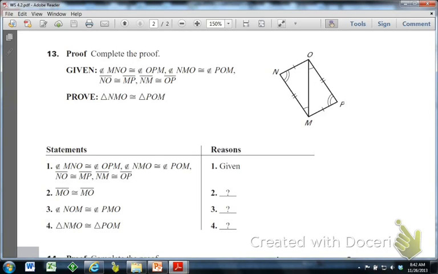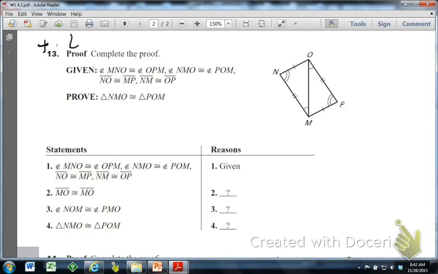Okay, again, we're in section 4.2. So this is 4.2, number 13, and we're asked to complete this proof. Again, I would tell you that before you ever try to start answering the questions, you need to see the answer in the proof. I like to say the proof is in the picture.